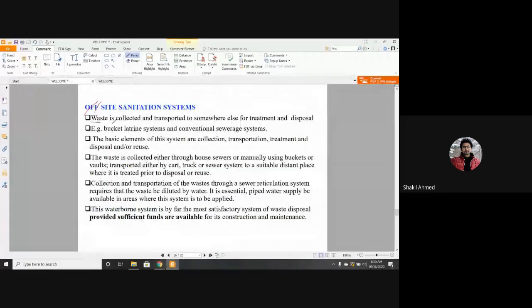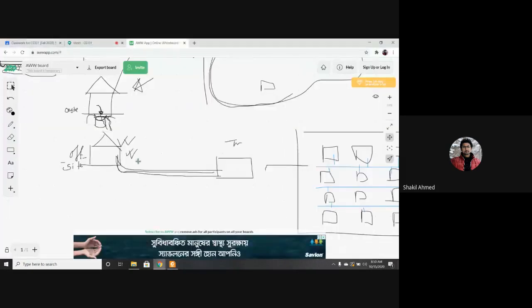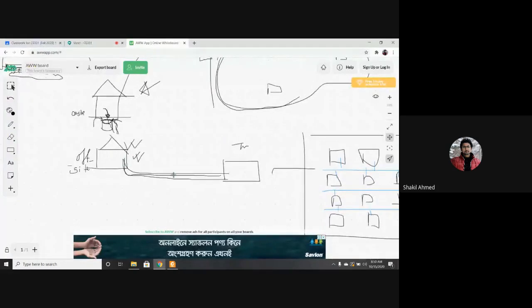So waste is collected and transported to somewhere else for treatment and disposal. Bucket cartage system or conventional sewerage system. This is the conventional sewerage system, using a sewer or pipe to transport the water. Sometimes it's also possible that you collect it in a container or a bucket and then transport it somewhere else for the treatment.